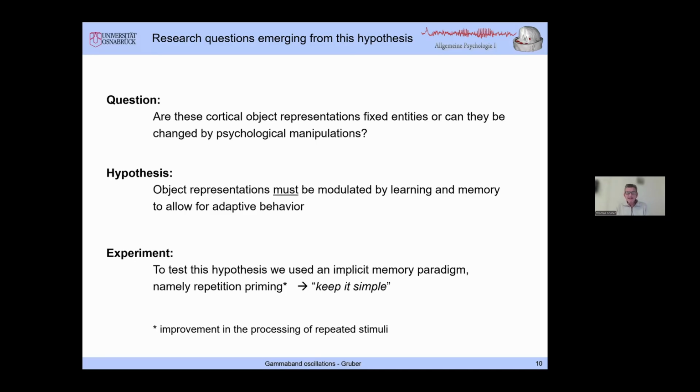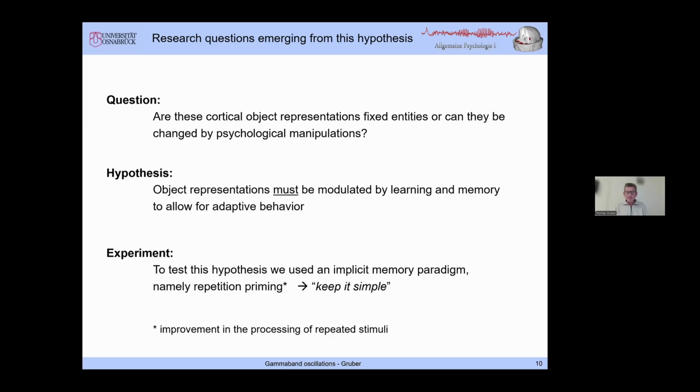So to test this hypothesis, we used an implicit memory paradigm, namely a repetition priming paradigm. Repetition priming is just as the name says, repeated presentation of a stimulus. And usually you have some improvement in processing if you see a stimulus for the second time. So, for example, you see pictures of animals, and whenever you see a giraffe, you have to press a button, and we measure the reaction time. When we see the giraffe or the target animal for the second time, you're usually faster. This is priming, repetition priming.